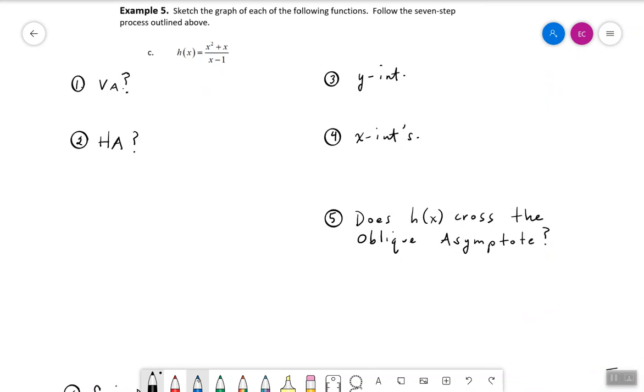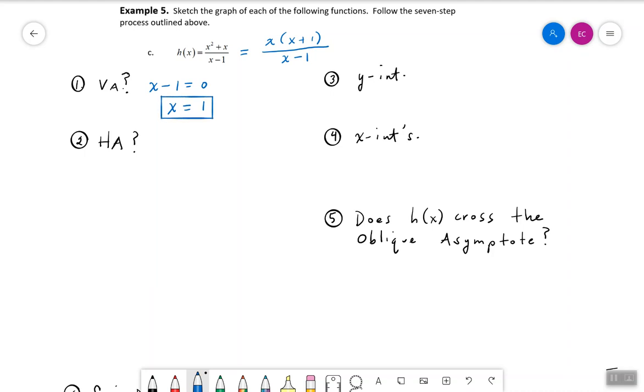The first thing that we need to do is factor the function, and make sure that it's in lowest terms. So the numerator factors to x times x plus 1, and the denominator remains x minus 1. And so that's already in lowest terms. In order to find the vertical asymptote, we set the denominator equal to 0, and the vertical asymptote is at x equals 1.